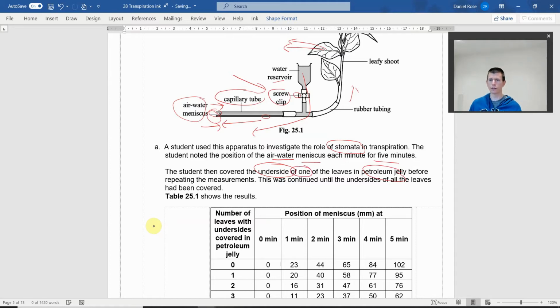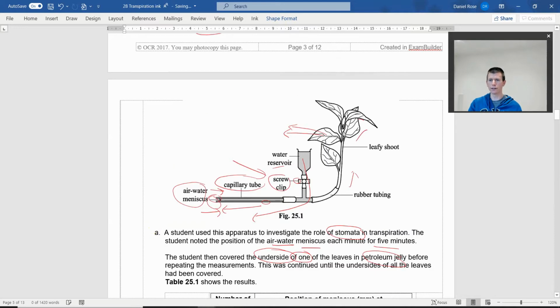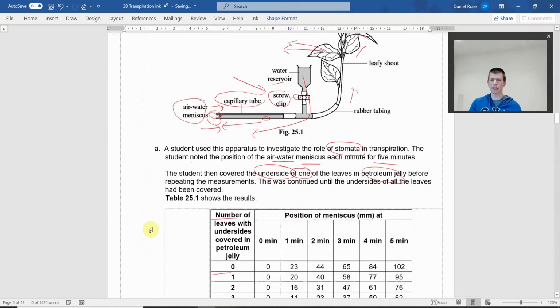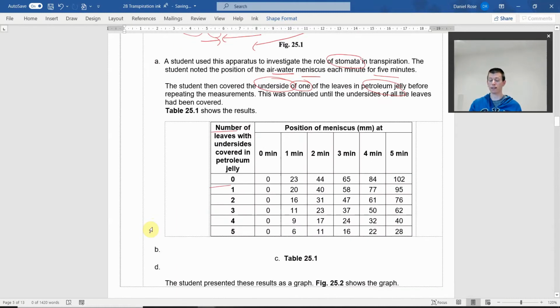Okay, right, so this is done one leaf at a time. Just again think what they mean: number of leaves, so literally doing one leaf, then the next, then the next, then the next. So gradually reducing how many stomata are available for use. Again, get your head around the data. So we're increasing the number of leaves covered, so we expect transpiration to go down. The position of the meniscus.